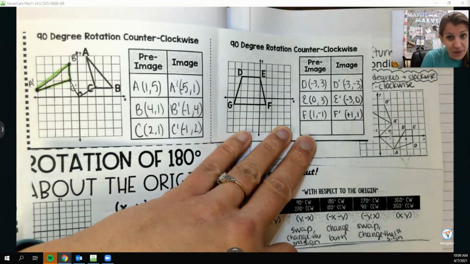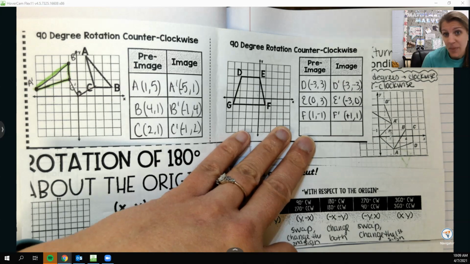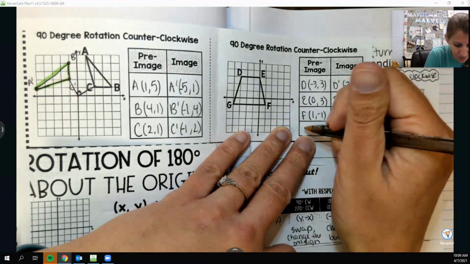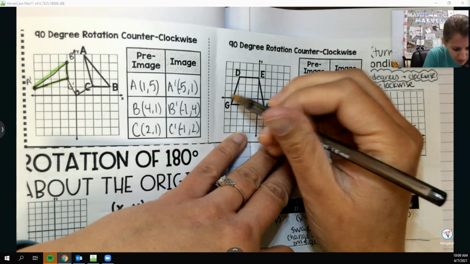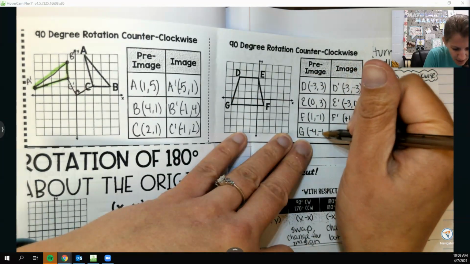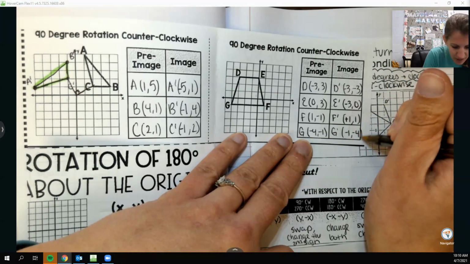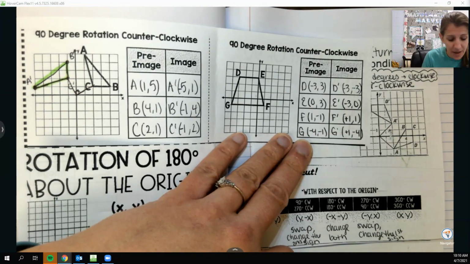And that's literally how I do it. I write it down and then I put a line down. And if that makes it positive, good. And if it makes it negative, good. Whatever it's supposed to do. And then G is at (-4, -1). And so for G prime, I'm going to swap and change the sign on the first one. Then I go graph them.